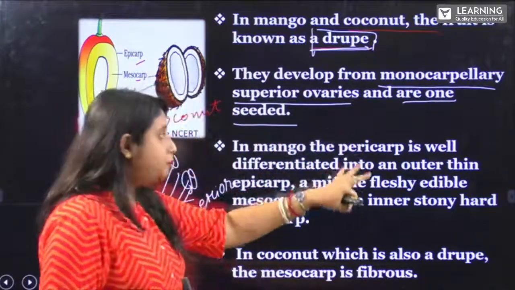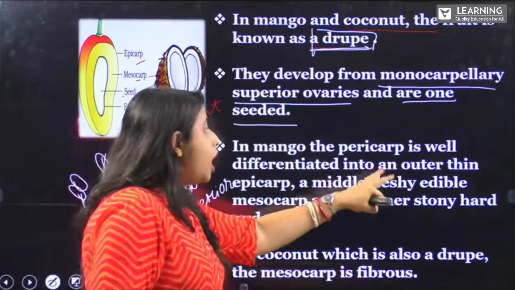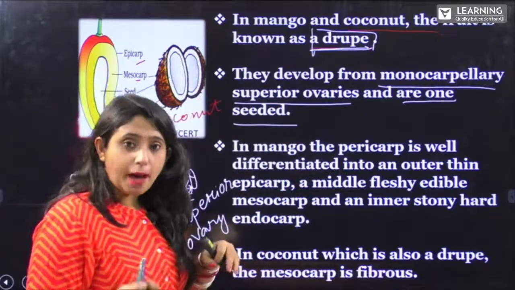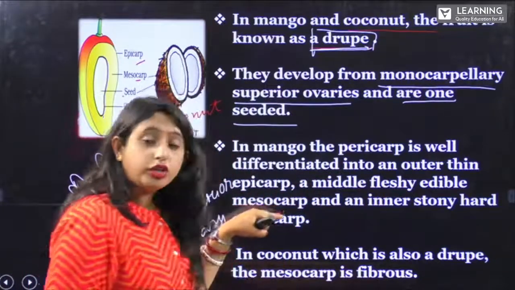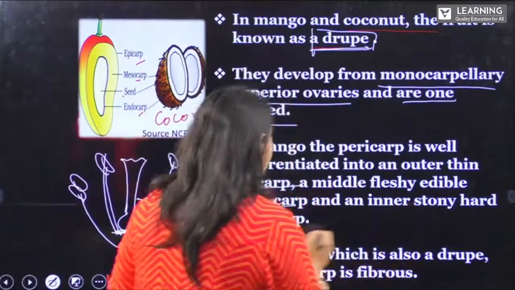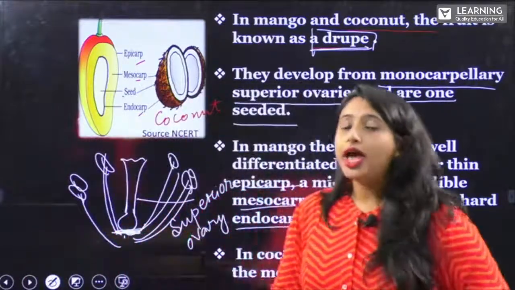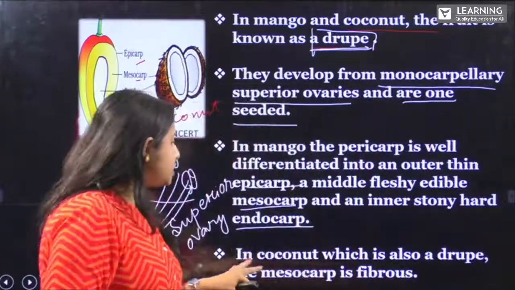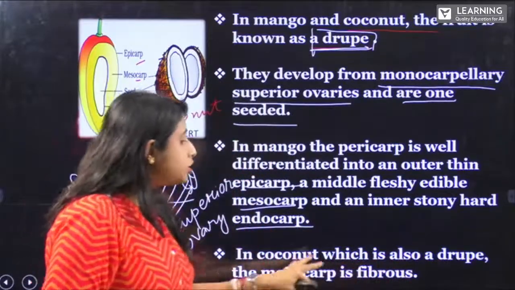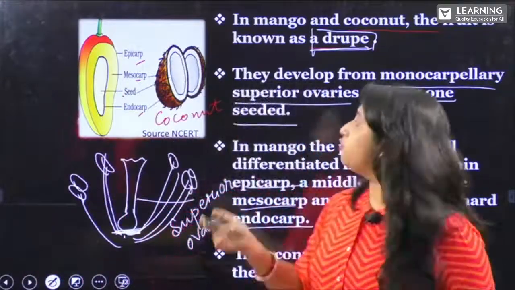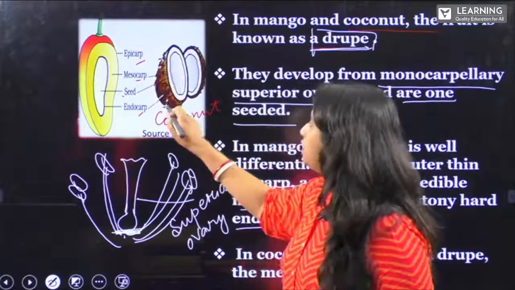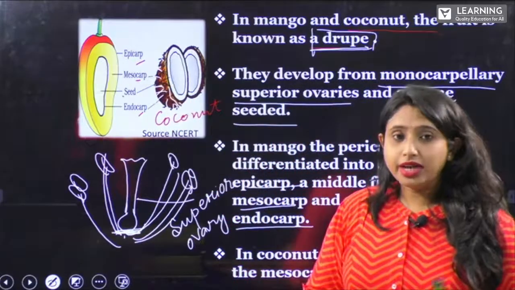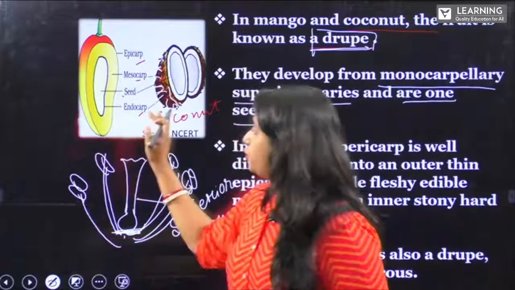So in mango, the pericarp is well differentiated into an outer thin epicarp, right? The outer part is your epicarp, the fleshy middle edible part we call the mesocarp, and the inner stony part we call what? Endocarp, as you can see in the picture. Next is coconut, which is also a drupe, where the mesocarp is fibrous. As in case of this coconut, you can see the mesocarp has these thin thread-like structures, so it is fibrous.